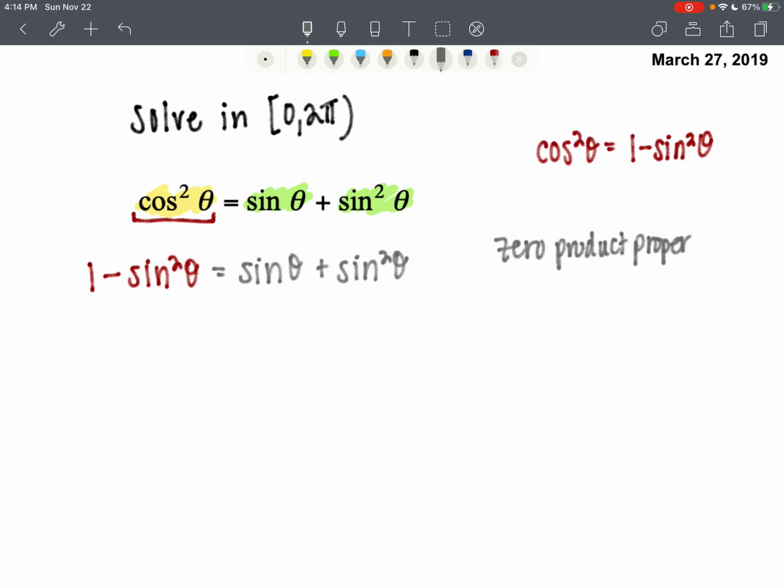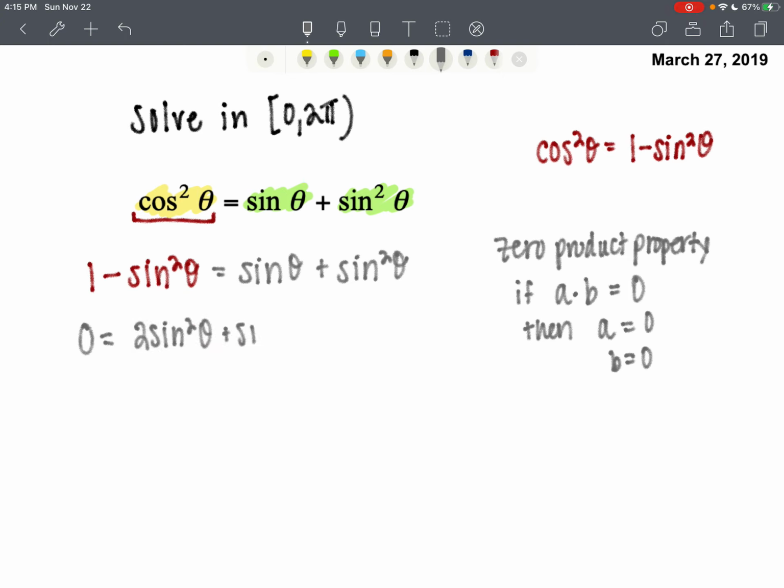Remember, the zero product property says if you have factors and their product is 0, then one of the factors must be 0 to make that true. So I'm going to add sine squared over, and I'm going to subtract 1. When I do that, I'm going to get 2 sine squared of theta plus sine of theta minus 1.